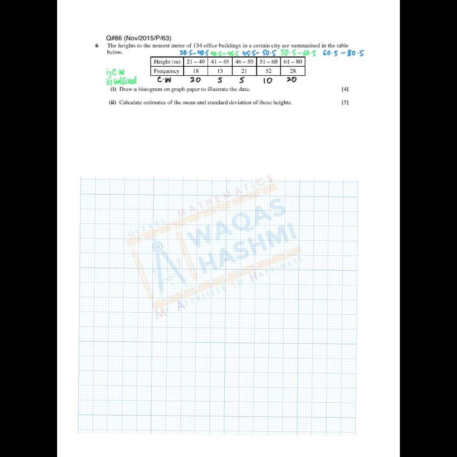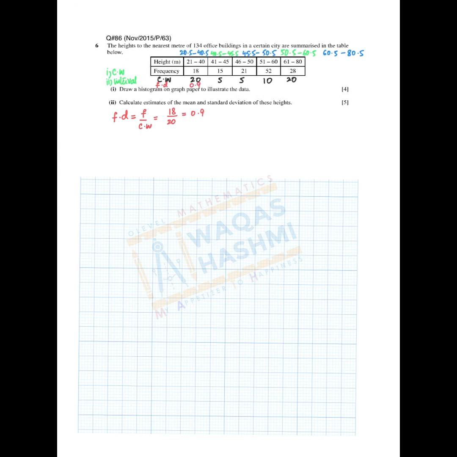All right. Since the class widths are not equal, that means we need to construct another column for frequency density. And the working formula for frequency density is frequency divided by class width. For the first column, if you observe, the frequency is 18 and class width is 20. So it gives you the value of 0.9. That means the frequency density of the first one, it's 0.9.